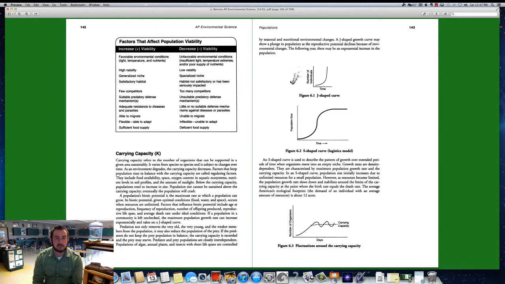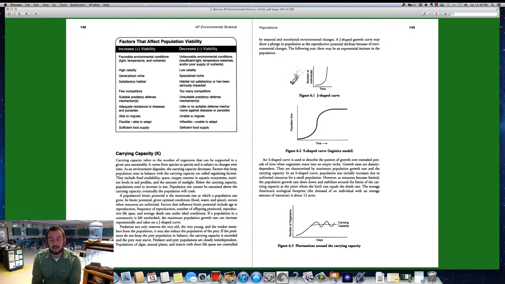Decrease, and a lot of these are kind of the opposite of those. So low natality, so obviously low birth rate, unfavorable conditions, just not the right temperature, soil, pH, etc. Specialized niches means they only have a certain role, and that's the only role that they can serve. And then habitat is not really satisfactory as far as what they're trying to get to. That kind of goes back to that first bullet there. Too many competitors, so if there's too much competition going on, then they might be outcompeted.